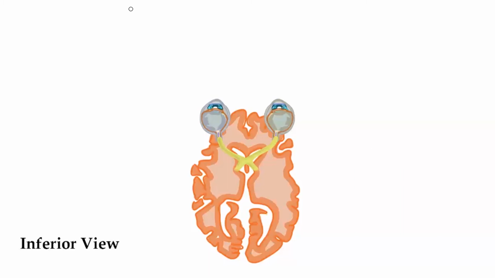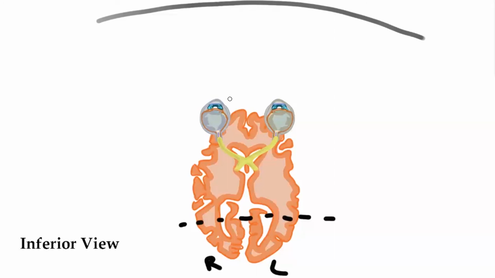Alright, since we're looking at the inferior view, remember that on your left-hand side is actually the subject's right, and on your right-hand side is the subject's left. And the interpretation of vision is going to happen in the occipital lobes of the brain, so all the way in the back of the brain. Specifically, the right occipital lobe is going to be responsible for interpreting the left field of view, while the left occipital lobe is going to interpret the right field of view.